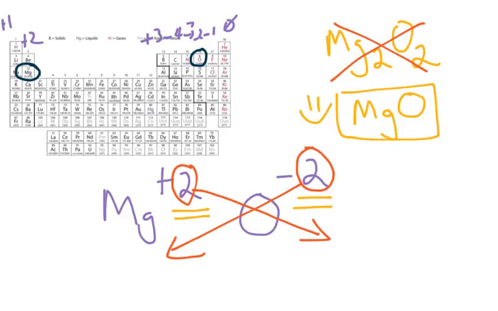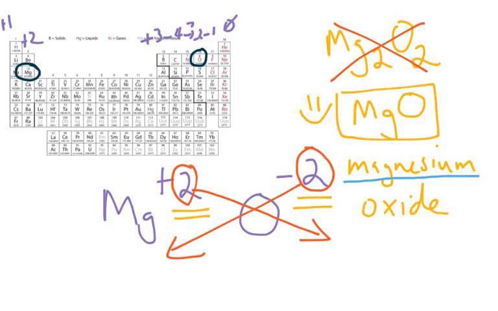And then the name of that guy is going to be magnesium oxide. So again, just the name of the metal, magnesium, and then the name of the nonmetal with "ide." So magnesium oxide is MgO.